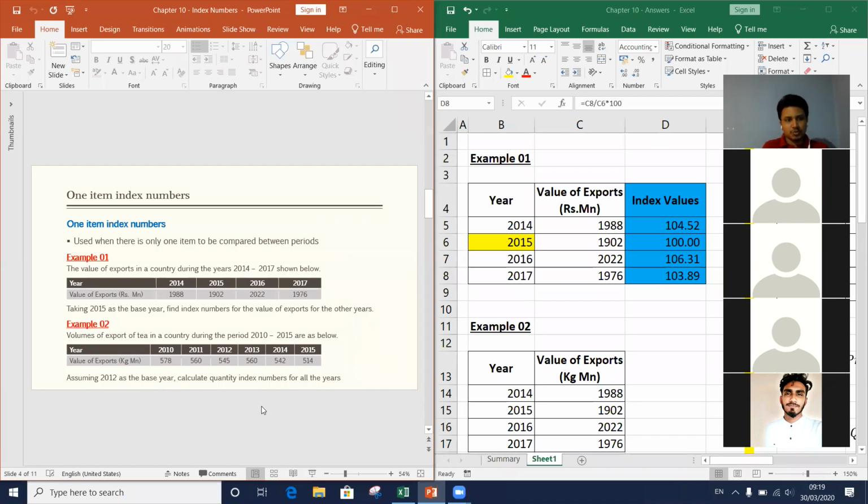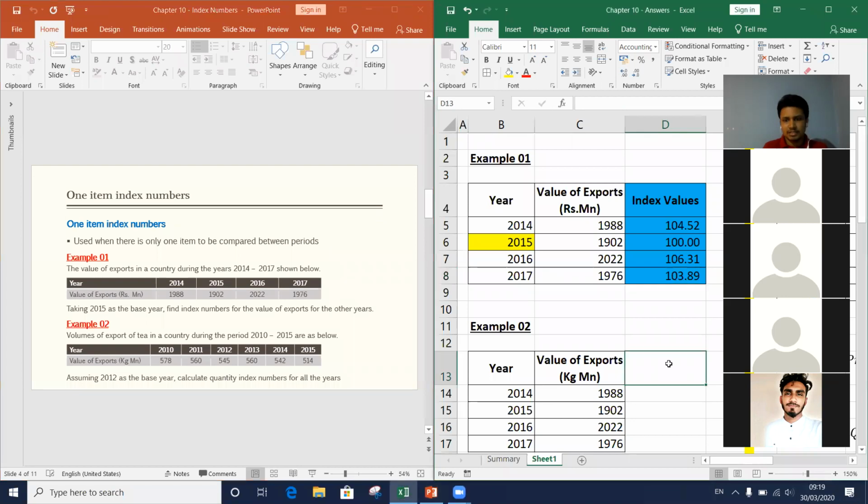Example 2. Volumes of export of tea in a country during the period 2010 to 2015 are as follows. We are given our tea export quantities from 2010 to 2015. Quantities are given. Previously, prices or values in rupees were given. In example 2, we are given the volume of exports in kilograms, million.